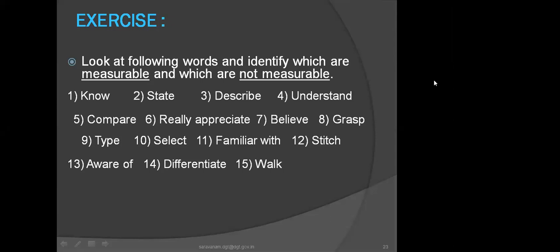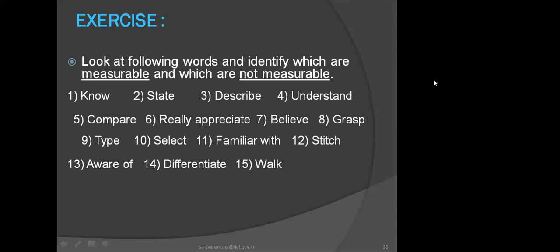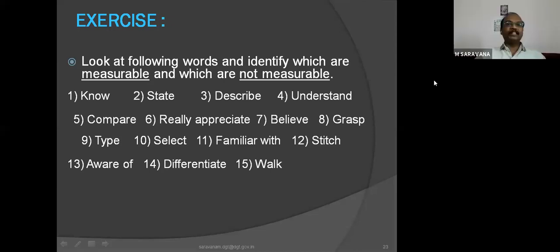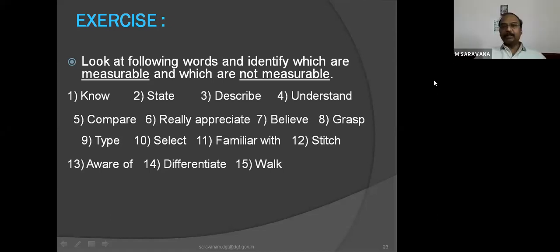And compare means this and that, they will compare the two components. So it is measurable. And really appreciate means to what extent they will appreciate, that is not defined. So it is not measurable. And believe, how much they believe, that is not measurable. And grasp also, how much they will grasp, that is not measurable. And type means typing. One page they will type, two pages they will type, measurable. And select also is measurable.